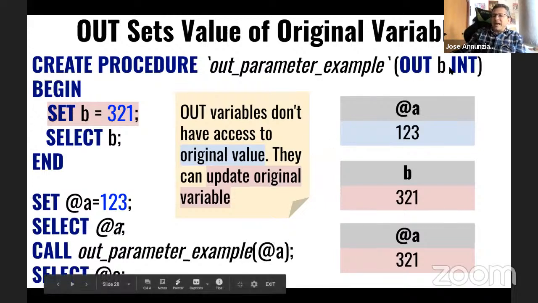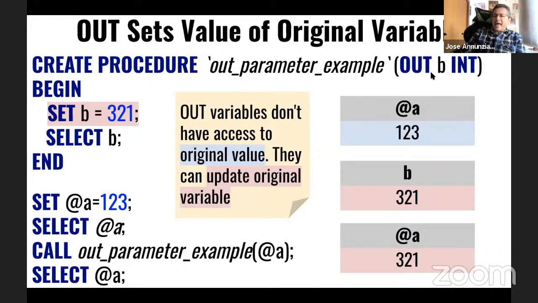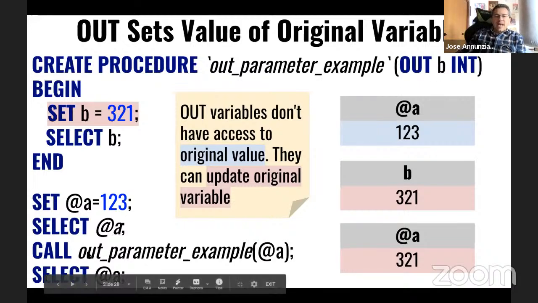Right, I don't have the value of A here because it's meant for output, right? It's meant for me to set the value, but never to read it, right? It's meant for me setting the value of B. So now B is 321, and I have indeed changed the value of A.